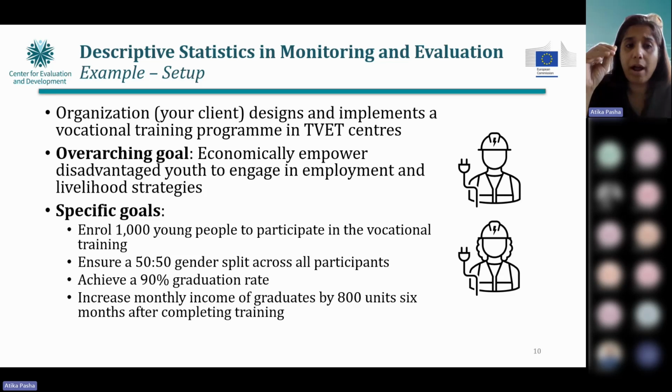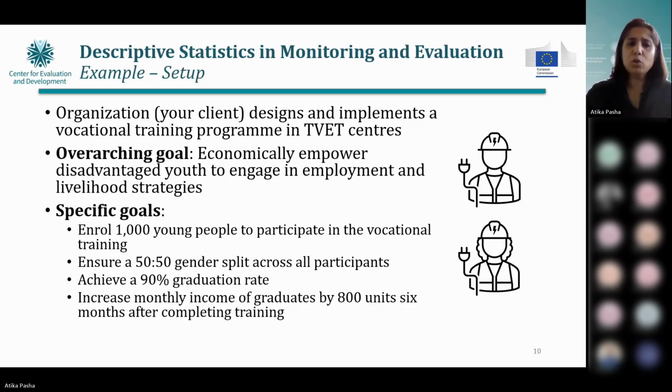And through this program, what we eventually hope to observe is that income has increased by about 800 units. So 6 months after training, we hope that individuals who have received the training are increasing their monthly income by 800 units.